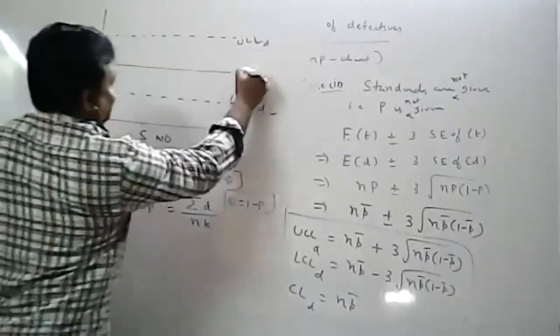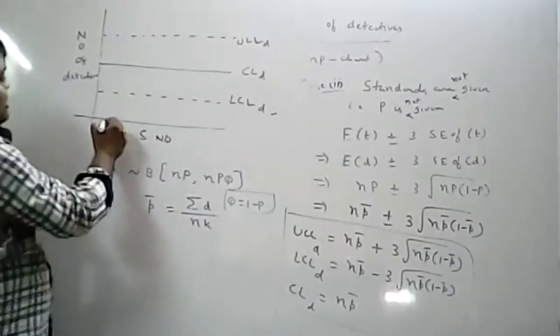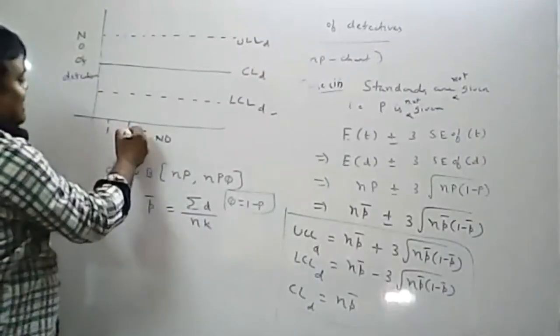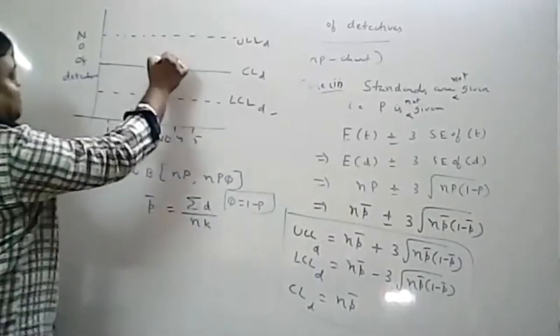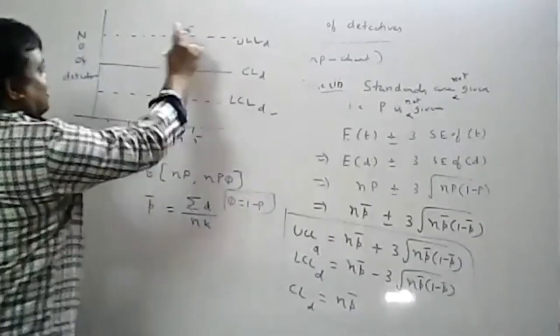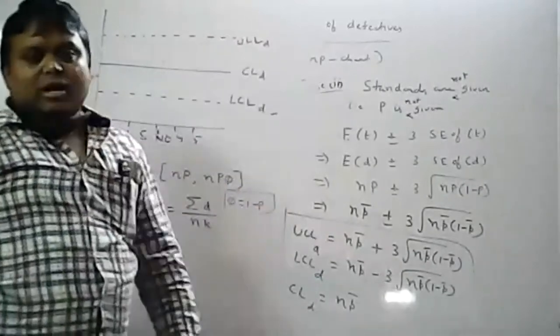And CL is a dark line. Next, you would identify the number of defectives. Sample numbers, suppose, assume that 5 samples are given, 1, 2, 3, 4, 5 like this. So assume the points, identify the points. If all the points fall within the control limits, then the process is in control. Otherwise, the process is out of control.